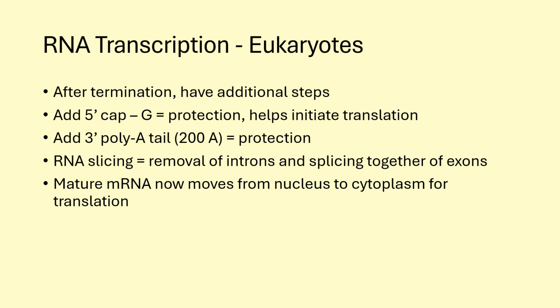In eukaryotes, there's a couple of additional steps. So after termination, and like I said, this is only in eukaryotes, you're going to add a cap at the 5' end. That just means you're adding a G, a guanine. This helps for protection, and it's going to actually help initiate translation in the next step. You're also going to add what's known as a tail. On the 3' end, you're going to add what's known as poly A. It's about 200 adenines. This is also for protection.